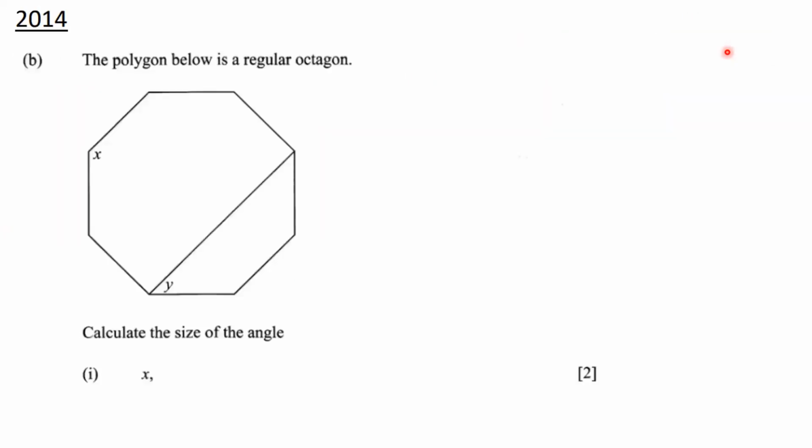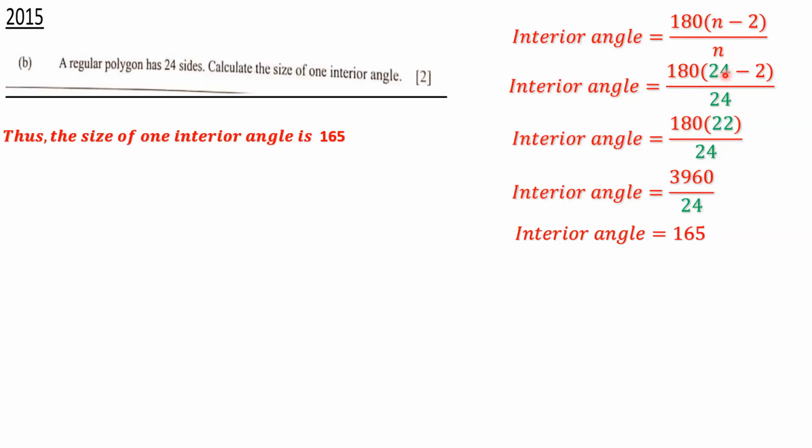And what do we know already? The number of sides is going to be equal to 24 sides. And so we have 180 multiplied by 24 minus 2 all over 24. We're going to subtract 2 from 24. 24 minus 2 is definitely going to be equal to 22. And so we have 180 multiplied by 22 all over 24. Now, what is 180 multiplied by 22? Let's do the multiplication. 180 multiplied by 22 is definitely 3,960. So we have 3,960 divided by 24.